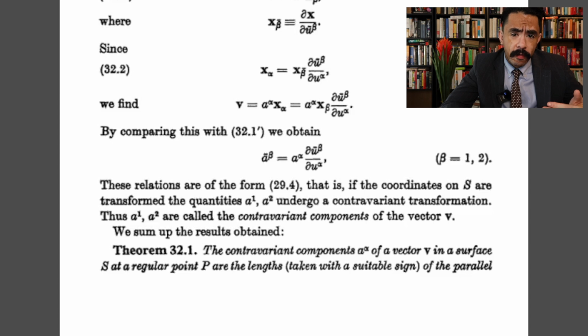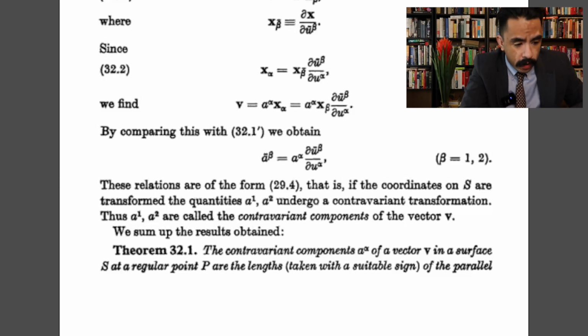These relations are of the form of the contravariant transformation law given in a previous section. That is, if the coordinates on S are transformed, the quantities a1 and a2 undergo a contravariant transformation. Thus, a1 and a2 are called the contravariant components of the vector v. And so now we're going to sum up the results thus obtained.